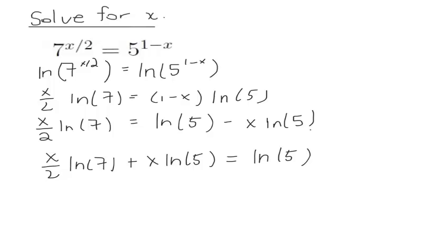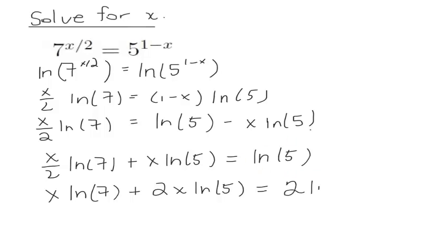Now you may notice that we have this fraction here over on the left-hand side. So let's try to remove that fraction from our equation by multiplying all of our terms by 2. So if we multiply our first term by 2, we're going to be left with x ln of 7. We multiply our second term by 2. This is going to give us 2x times ln of 5. And of course, we multiply our last term here by 2. That'll give us 2 ln of 5.